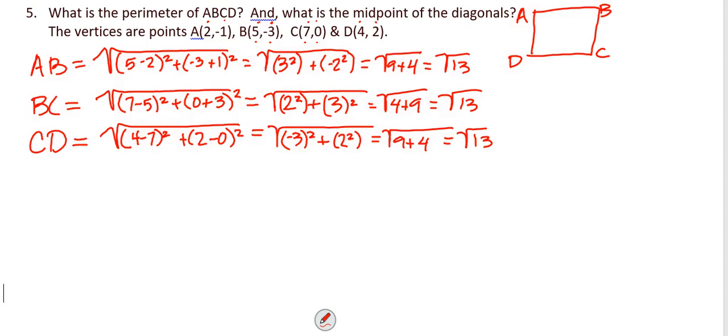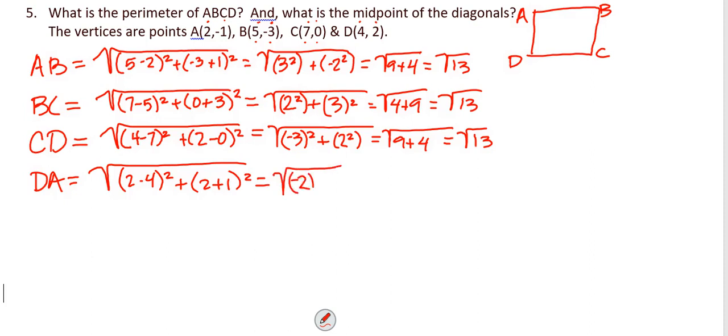Then we have DA. This is our last side. So on this one, same process. We would have made D x1, y1 and A x2, y2. So here we've got 2 minus 4 squared plus 2 plus 1 squared. That's going to be equal to negative 2 squared plus 3 squared. That's equal to 4 plus 9, and that's the square root of 13.